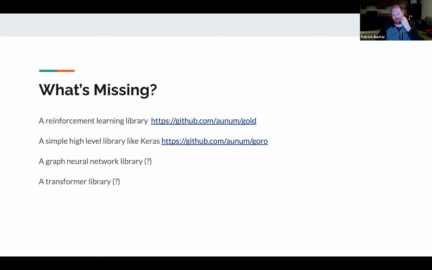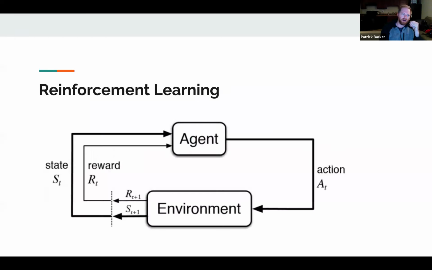So by keeping that part of the puzzle simple, it makes it a lot easier to write these agents. The other pieces that are missing are a graph neural network library. I haven't seen that yet. No one's written it, could be written. Transformer libraries, I talked a little bit about BERT and GPT-3. Those are called transformers. It's a really interesting sort of model, it does mostly language stuff, but there's currently not one of those in Go. So I'm going to talk mostly about reinforcement learning.